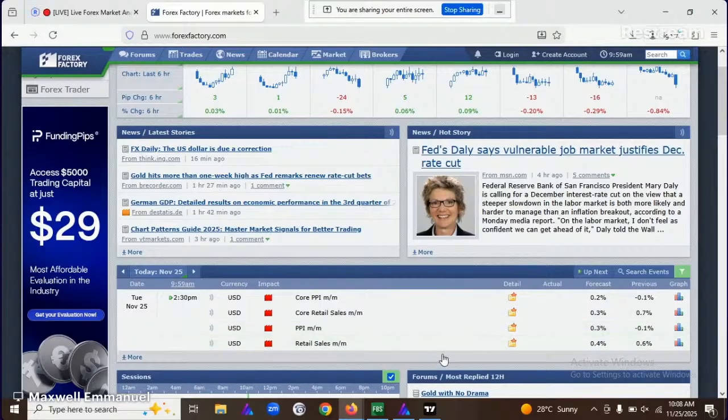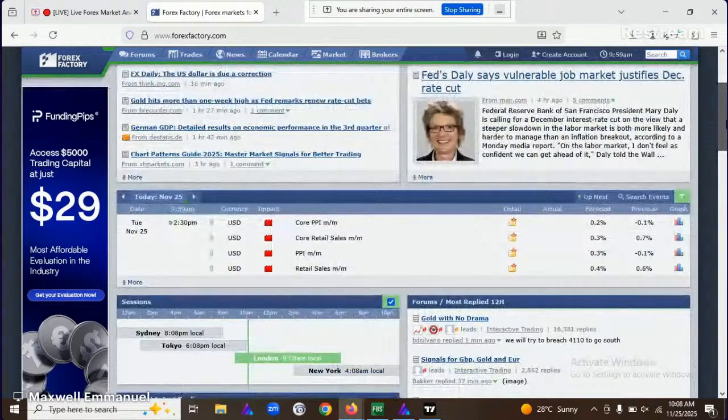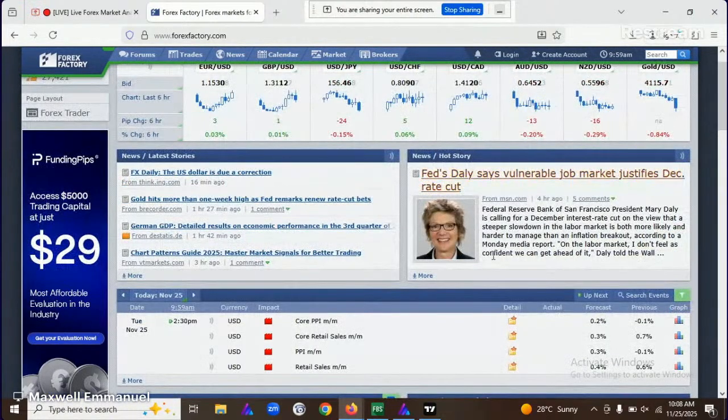And retail sales, the previous was 0.6%. The forecast is 0.4%. So they're expecting a decrease from 0.6% to 0.4%. So we'll wait for the actual value, which will be released by 2:30 p.m. So that is all the major news for today's market. So let's go straight to the chart.